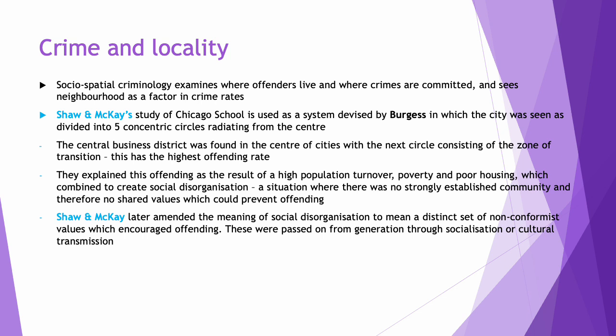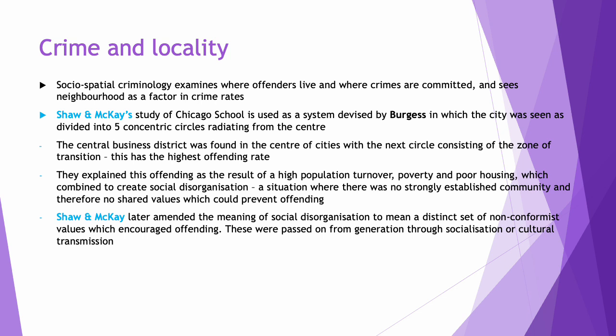Sociospatial criminology examines where offenders live and where crimes are committed and sees neighbourhood as a factor in crime rates. Functionalists Shaw and McKay's study of the Chicago School used a system devised by Burgess in which the city was seen as divided into 5 concentric circles radiating from the centre. The central business district was found in the centre of cities, with the next circle consisting of the zone of transition, which has the highest offending rate.